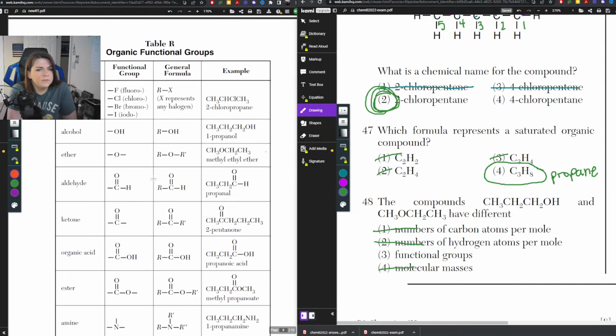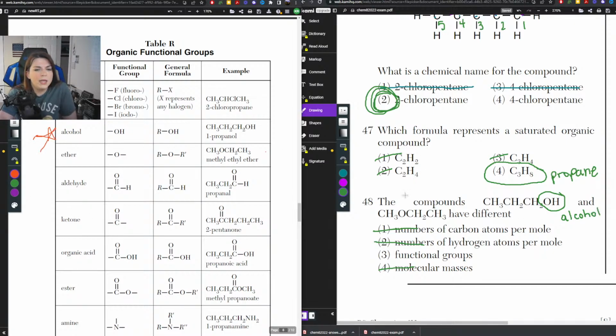If we look here, this first one has the OH, which is going to make it an alcohol. And this one has that O trapped in the middle of the carbon chain, which is going to make it an ether, right below it on the reference table.